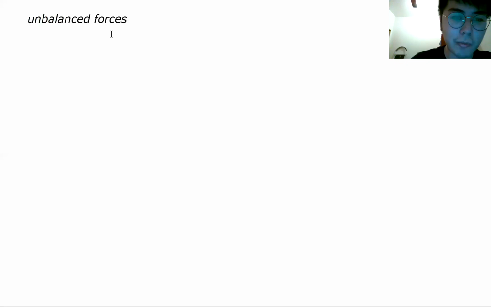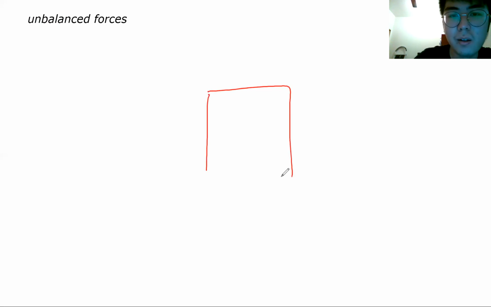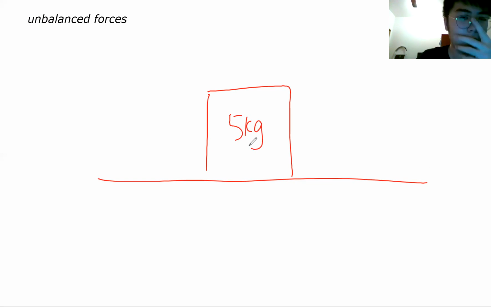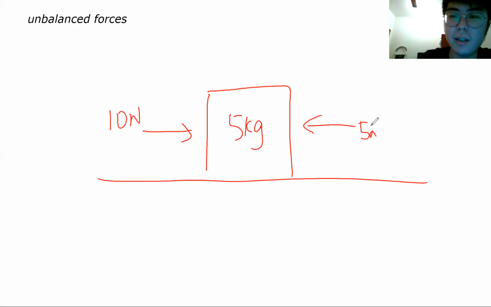Let's consider a block of mass 5 kg on the surface. And there's a horizontal force of 10N acting to the right and a horizontal force of 5N acting to the left here. Now label all the forces. First step, label all the forces.